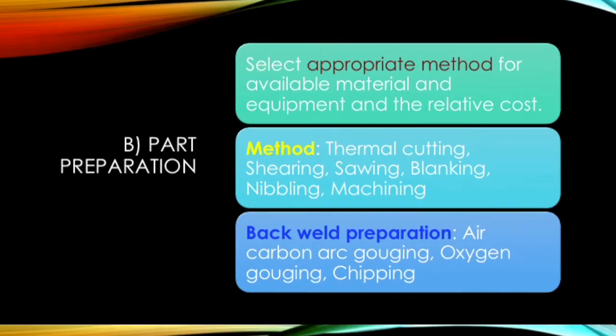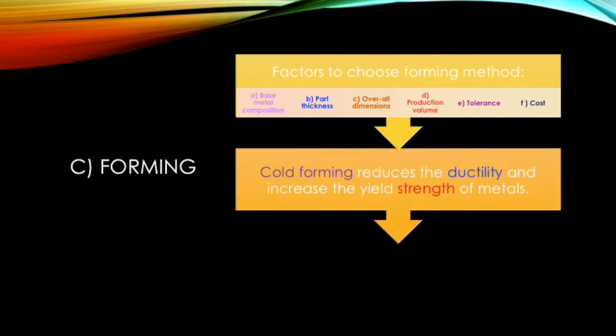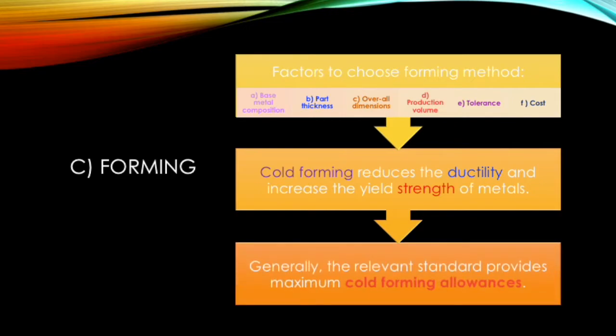This is followed by forming, which starts with the base material composition. Next is the part thickness, then the overall dimensions, production volume, tolerance, and this is followed by the cost. So everything revolves around the cost as well, and it is important in this current era to go for cost savings. But it is important to note that cold forming reduces the ductility of the material but increases its yield strength, whereas generally the relevant standard provides a maximum cold forming allowance. This is given in codes and standards such as AWS, API, etc.